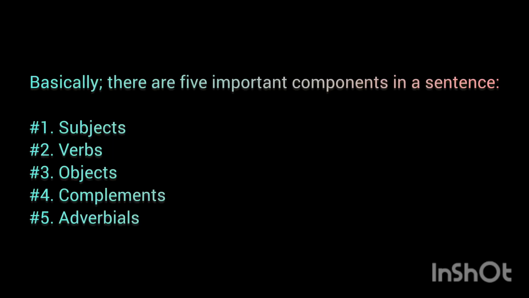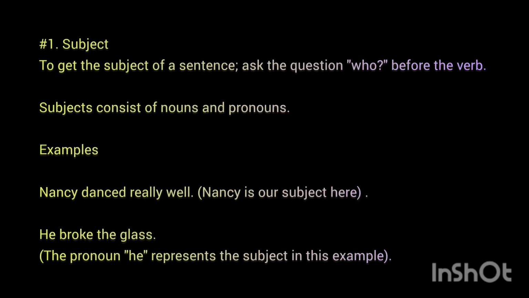Basically, there are five important components in a sentence. Number one, subjects. Number two, verbs. Number three, objects. Number four, complements. Number five, adverbials.